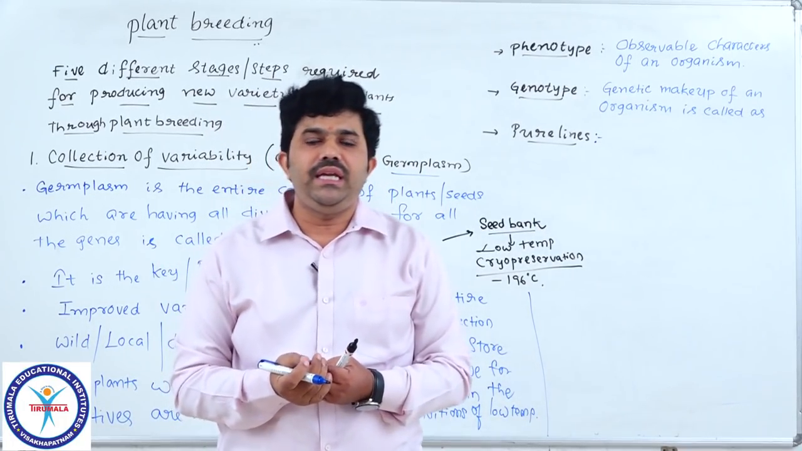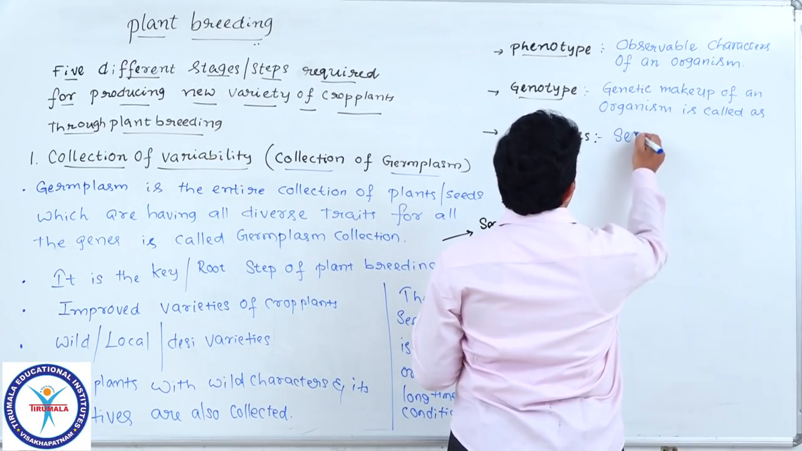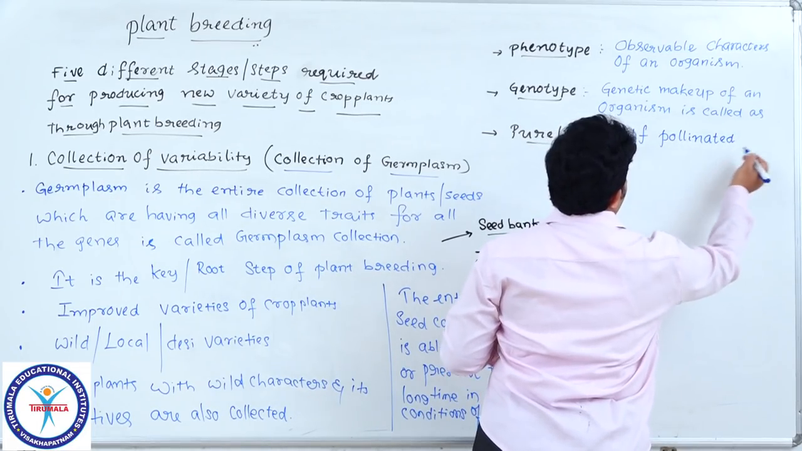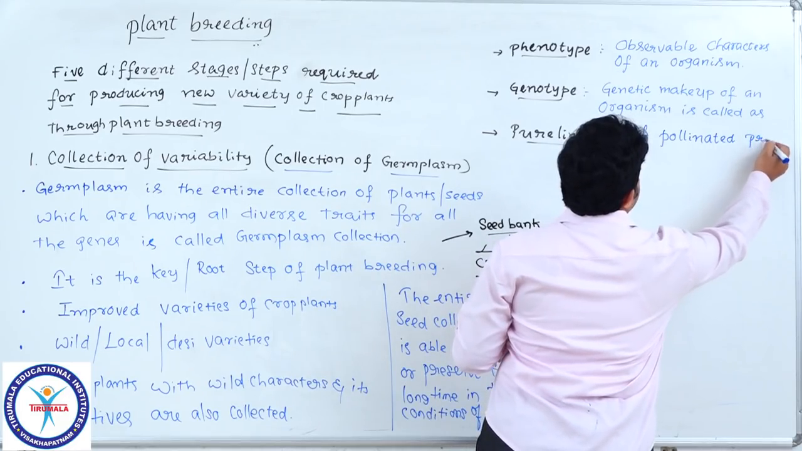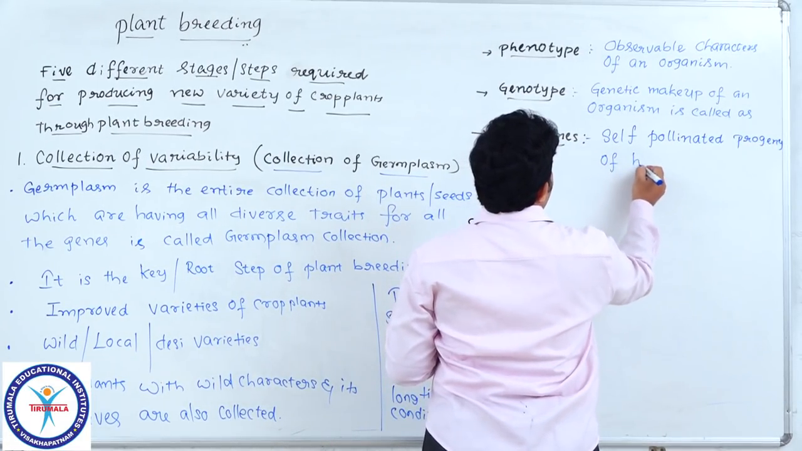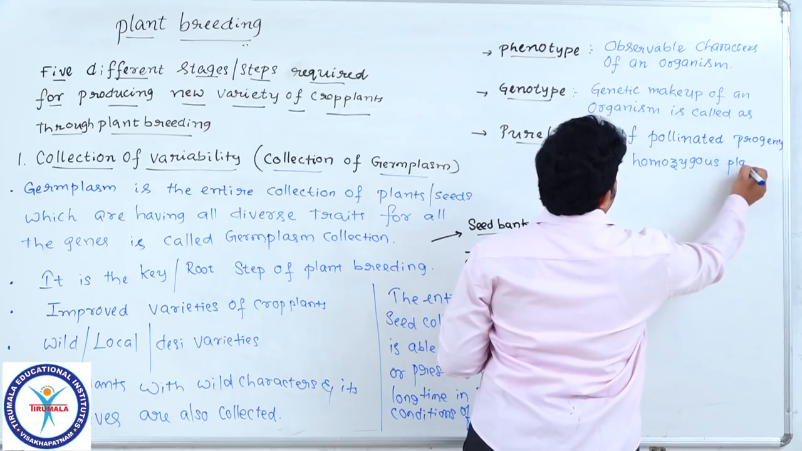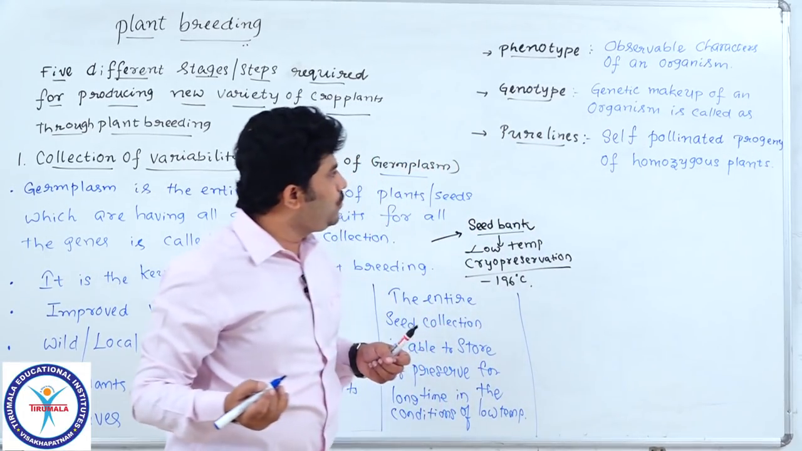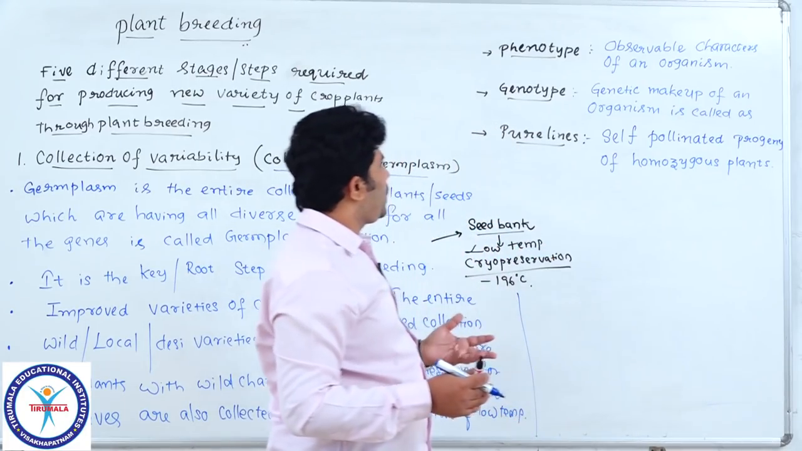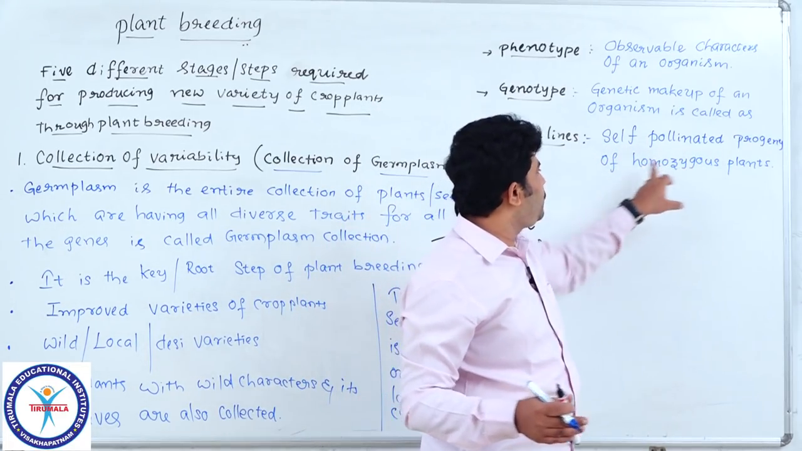Pure lines means the self-pollinated progeny of homozygous plants. Simply, self-pollinated. Note down, students: self-pollinated; progeny means young generation or offspring; self-pollinated progeny of homozygous plants. These terms we discuss in the topic of genetics. Don't worry about the different kinds of terms we are observing, like homozygous, heterozygous, pure lines, phenotype, genotype, alleles, traits. It's very easy; first you focus on this. Pure lines: self-pollinated progeny of homozygous plants.